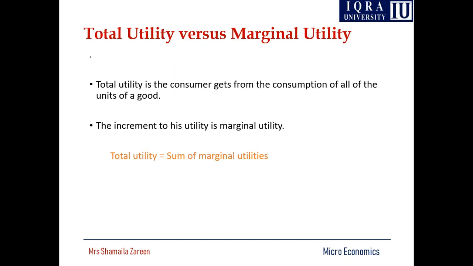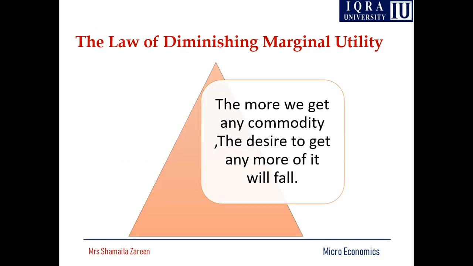The concept related to utility is total utility versus marginal utility. Total utility is what the consumer gets from the consumption of all of the units of a good. The total utility is when you are consuming all the goods, so this is called total utility. And the increment to his utility is marginal utility.